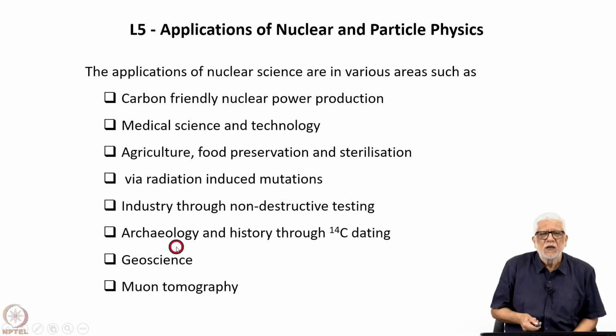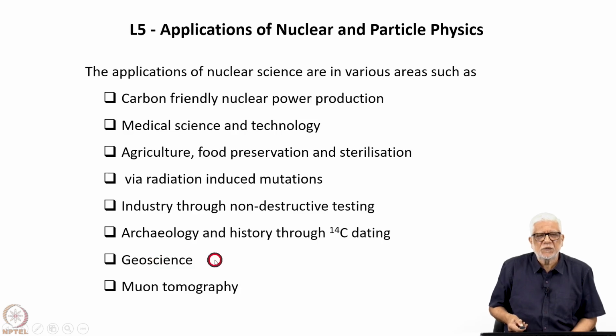large or small. Then it is useful in archaeology and history, for instance, through carbon-14 dating, but there are other isotopes as well which have been used. Then there is geoscience, where there are some advances that have taken place in recent times, and it has a very promising future. And muon tomography. So at present, for instance, you can use cosmic ray muons to do tomography of various objects.